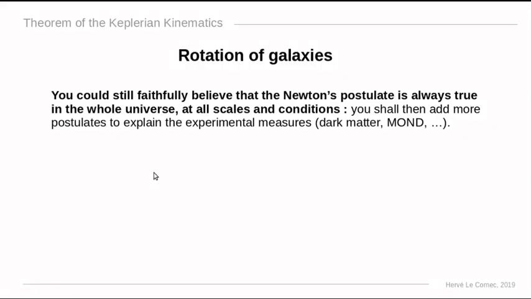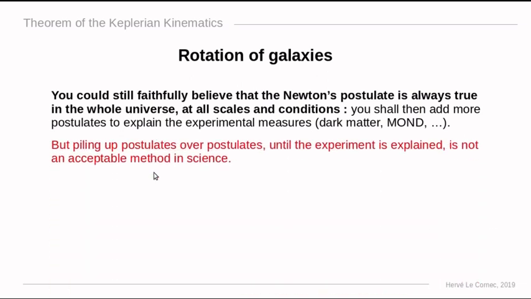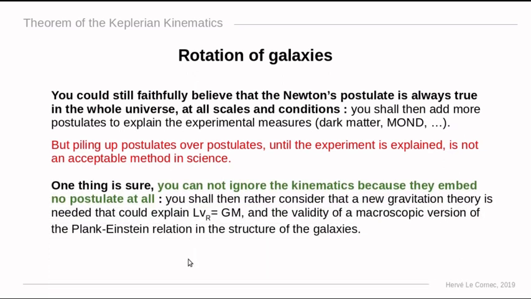Well now, you could still faithfully believe that Newton's postulate is always true in the whole universe at all scales and conditions. You shall then add more postulates to explain the experimental measures. What about dark matter, MOND acceleration, and so on? But piling up postulates over postulates until the experiment is explained is not an acceptable method in science. One thing is sure, you cannot ignore the kinematics because they embed no postulate at all.